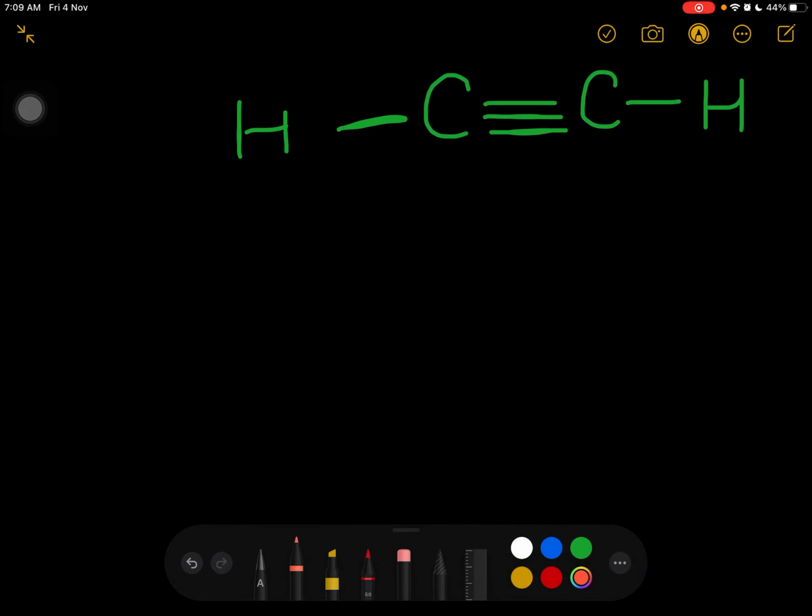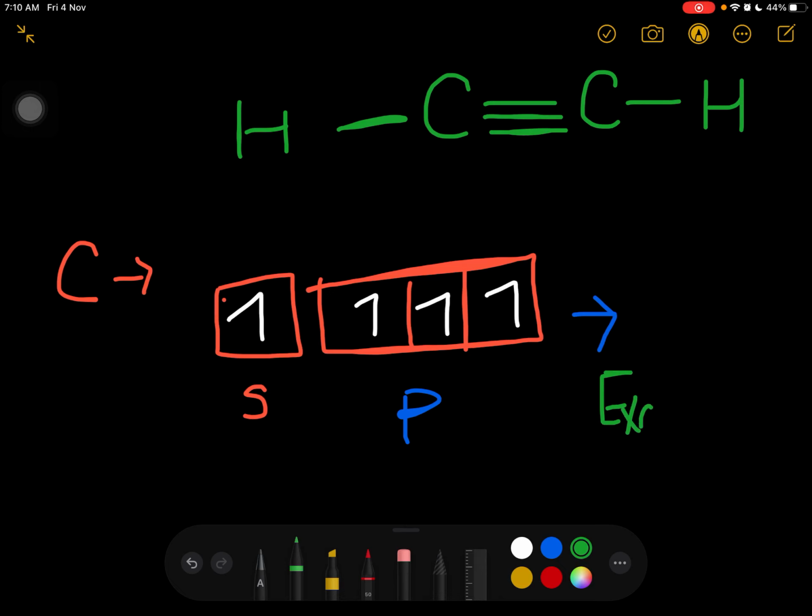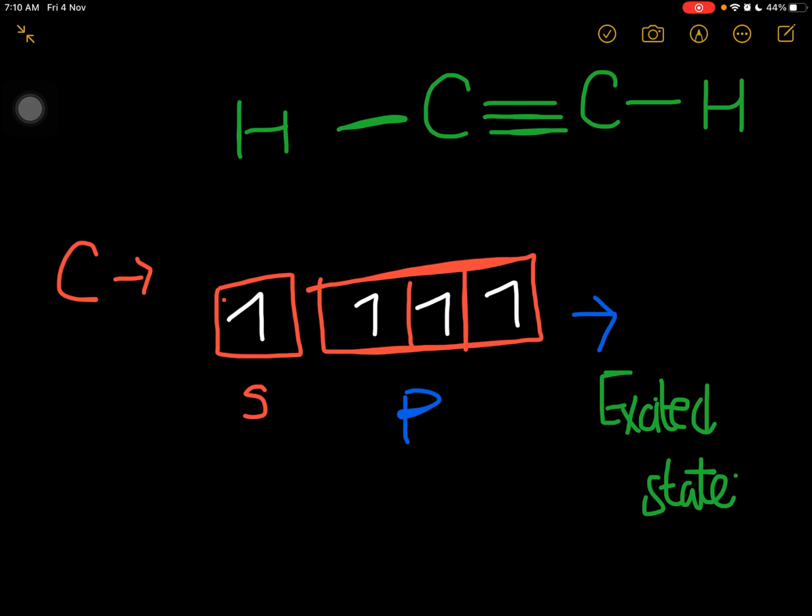This is s and this is p. Over here you can see this. This is the excited state, the first excited state.